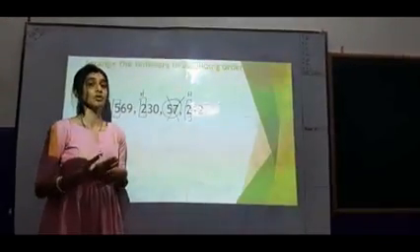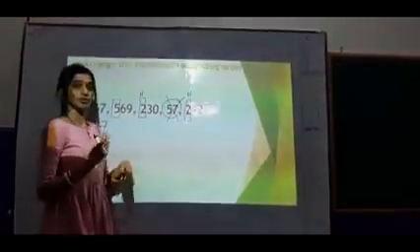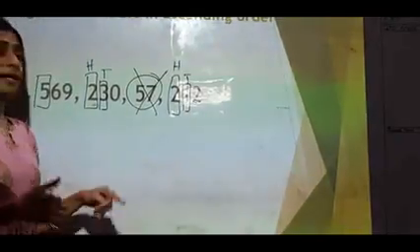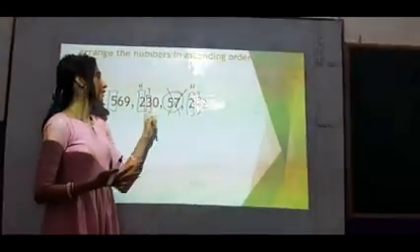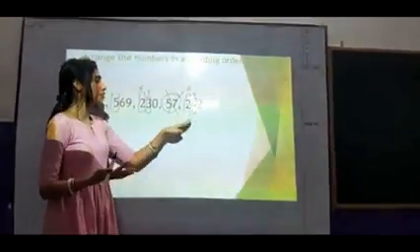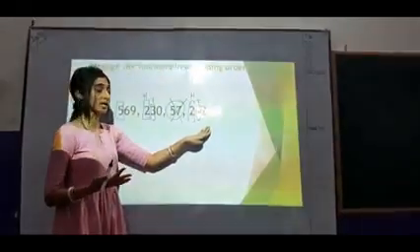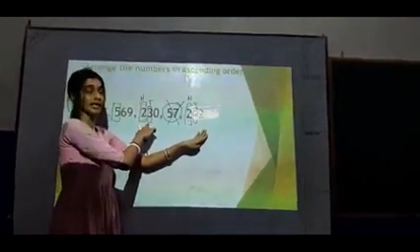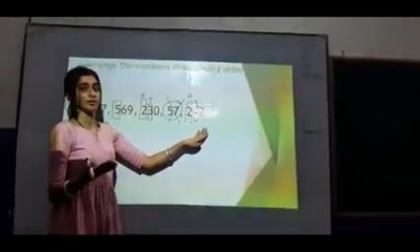Then how to compare? You know that. You have to check the tens place. So let's do it. In the tens place you can see here 3 is placed and here 1 is placed. So, which number is smaller? You know 1 is smaller than 3. So, obviously 212 is the smaller number than this 230. So, our next smallest number is 212.